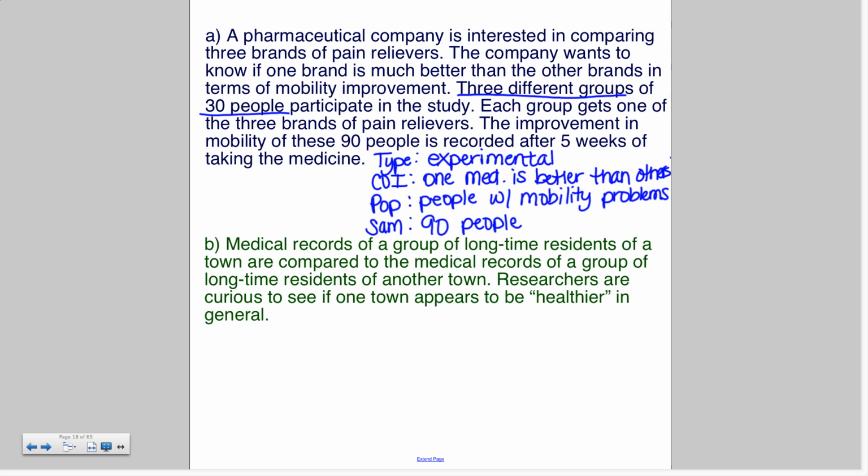All right, my next one. My type, my COI, which is my characteristic of interest, my population, and my sample. All right, medical records of a group of long-term residents of a town are compared to medical records of a group of long-term residents of another town. Researchers are curious to see if one town appears to be healthier in general. So my type, I am just looking at their medical records. They compare the medical records. Okay? So that is observational.